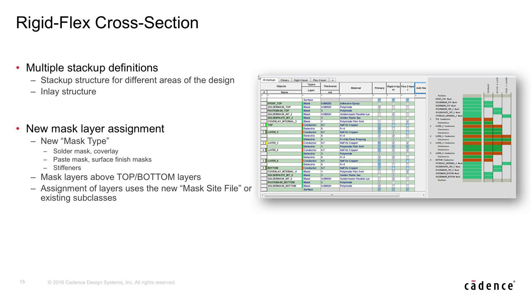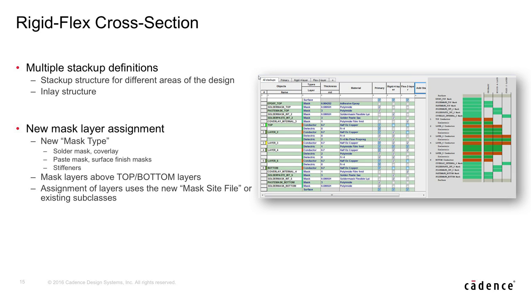And the new stack-up or cross-section editor enables the ability to define those different stack-ups for the different regions of the design. Part of that ability to add multiple stack-ups is now the ability to add mask layers outside of the outermost copper layers. So layers such as solder mask, paste mask, even silkscreen can be defined as an outer layer on the stack-up.